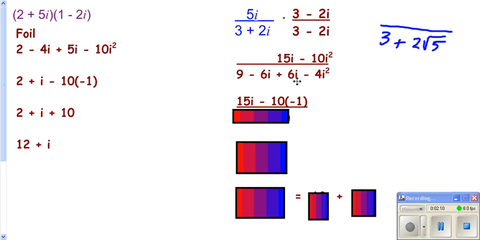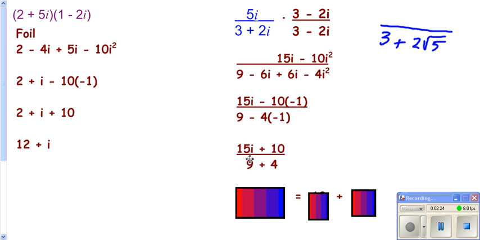Now notice on the bottom here, your 6i and your negative 6i cancel each other out. So it only leaves you with your 9 minus your negative 4 times your i squared, but i squared is negative 1. So on the bottom, it's really a 9 plus a 4. On the top, your negative 1 times your negative 10 gives you plus 10. So on the bottom, we just have a 13. We no longer have roots or i's on the bottom, and that's what we were trying to accomplish.